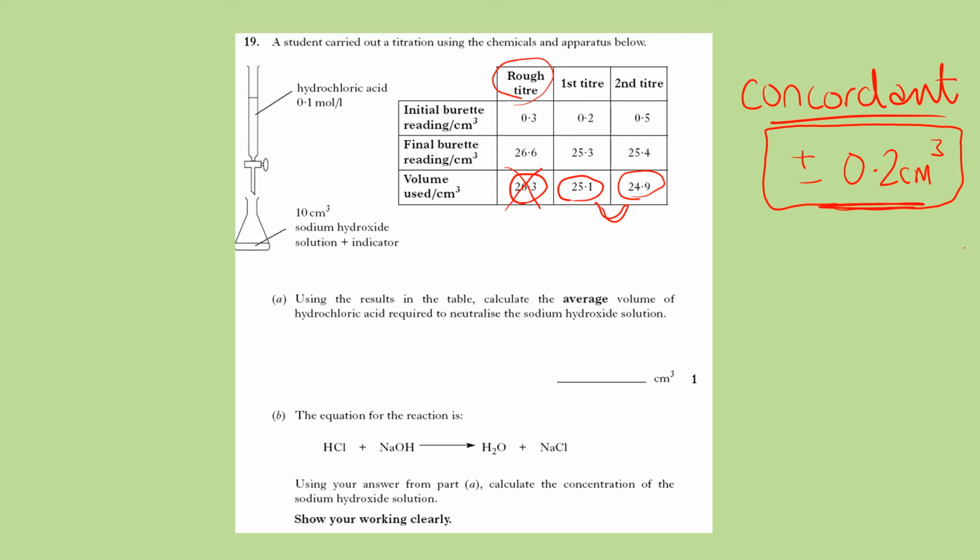The rough titre, that's done so that the chemist doing the experiment can really see the colour change that's going to happen at the end of the reaction and get an idea for what it's going to look like. Once they know what they're looking for, they can then go really, really slowly to get really accurate results. Okay, so we ignore any rough results or any results that are not concordant. We only average the ones that are. Okay, so in this case, we're going to be typing into our calculators 25.1 plus 24.9 divided by 2, okay, which is 25 centimetres cubed, all right, for a mark.